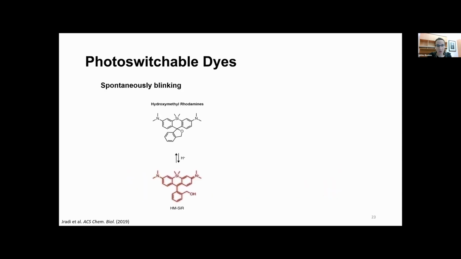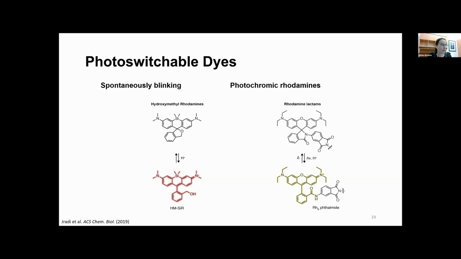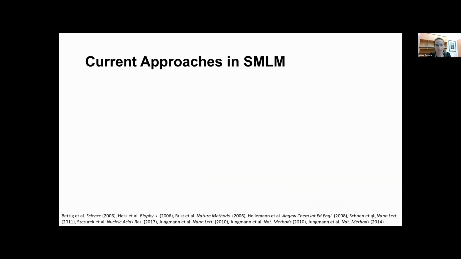Besides these dyes, there are also the so-called spontaneously blinking dyes. They were recently used quite strongly, for example the so-called SiR dyes here. They just blink spontaneously without any weird buffer or any kind of excitation from the outside. Besides that, you can also find so-called photochromic rhodamines. These dyes also have the special property that they don't need any weird buffer, like for example the dSTORM buffers I was showing before.